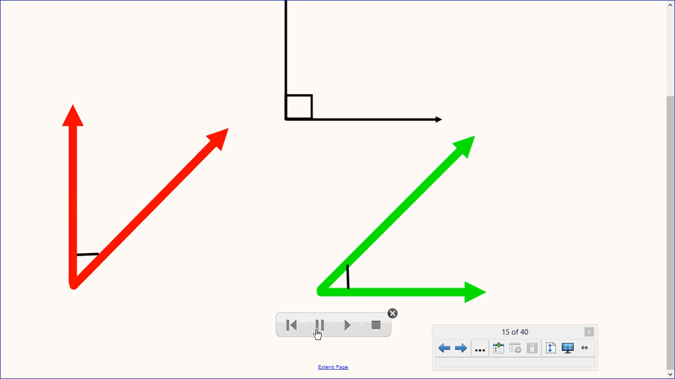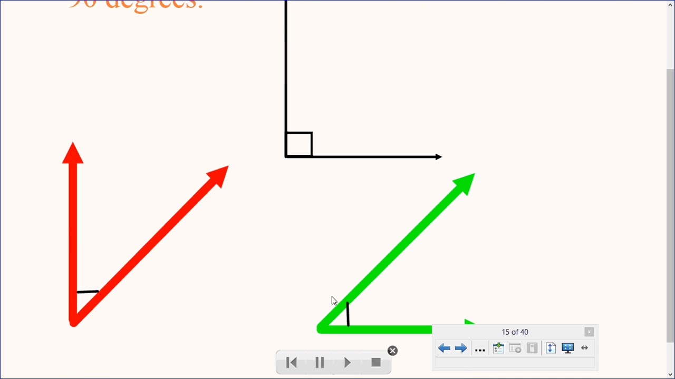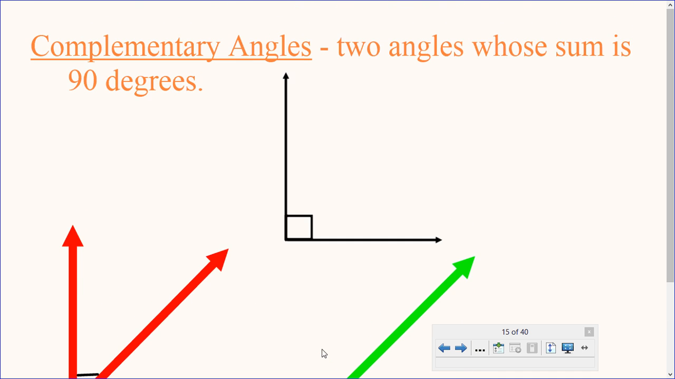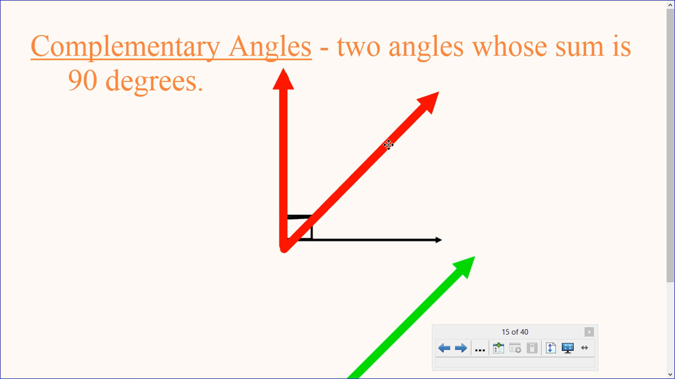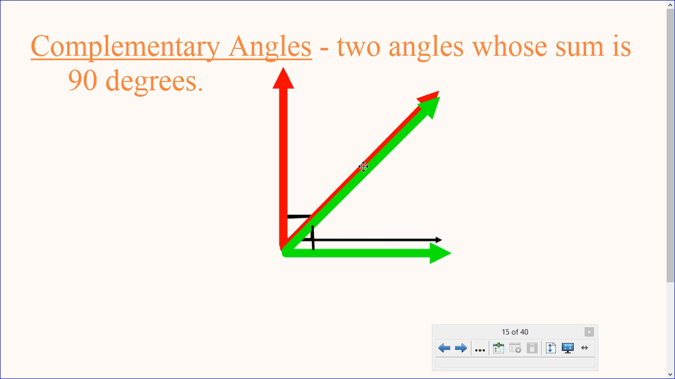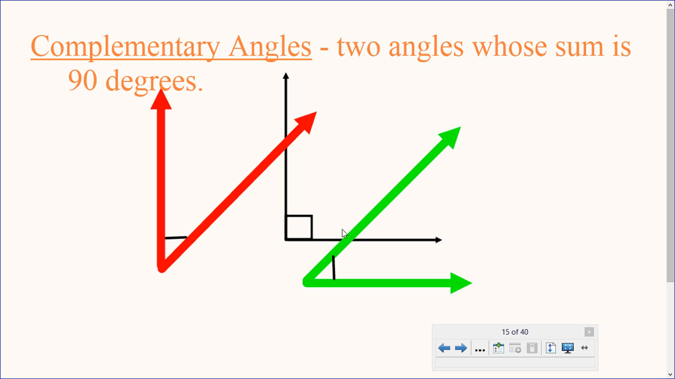So let's play this thing, and hopefully it'll move. Well, it's not moving, so I'll have to move it. We're taking one angle here, and we're going to move it in place here. So that's one angle. We're covering up this right angle, and I want you to see how the side being shared in red and green, it's sharing this side right here. So we're taking a right angle and cutting it into two parts. And they're both acute angles, so less than 90 degrees, to add up to a 90-degree right angle.